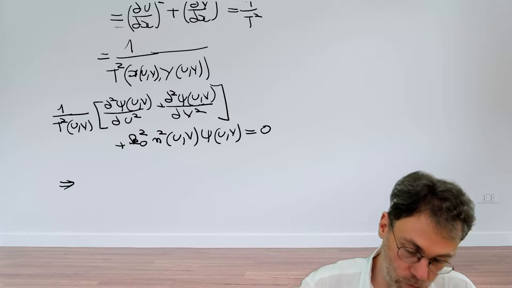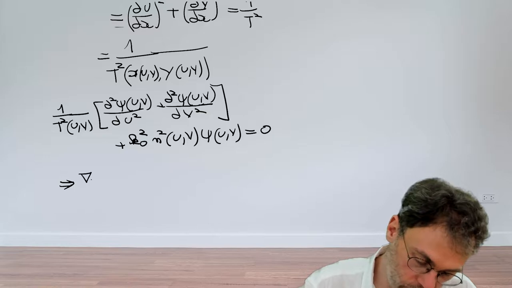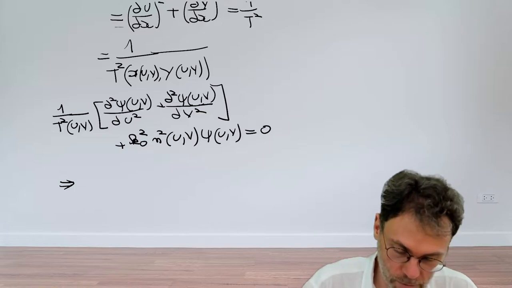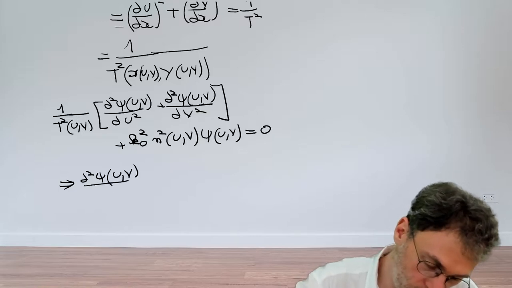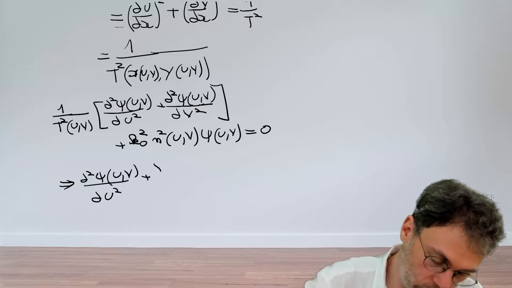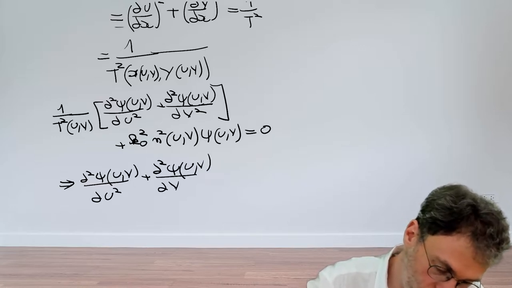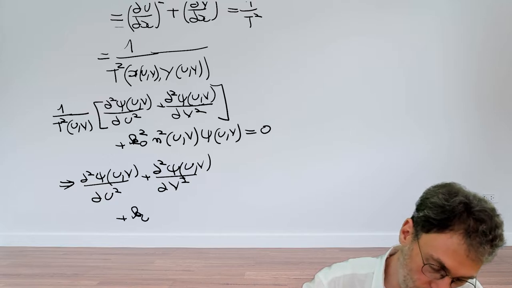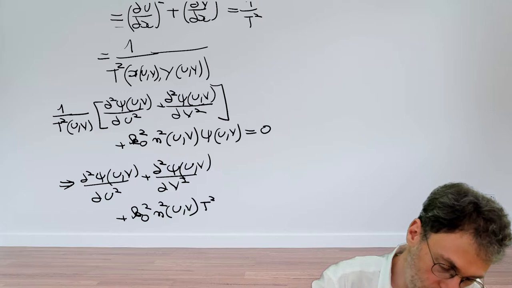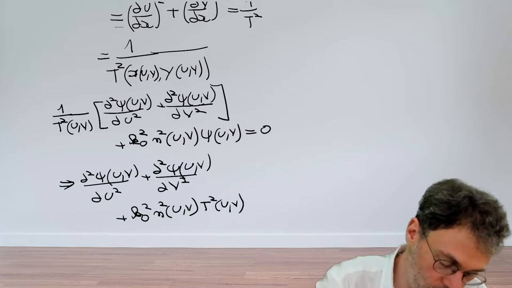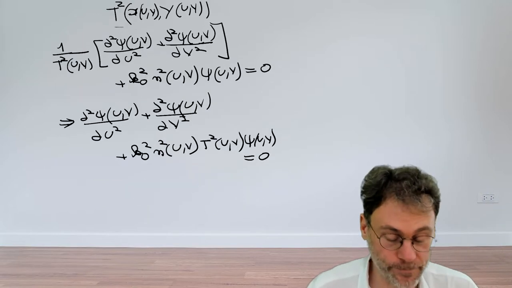Or if you just want to bring that t to that second term here, then we have the transverse. Well, let me just be explicit here to make sure that there's no doubt: the second derivative of psi of u and v with respect to u squared plus the second derivative with respect to v squared, plus k naught squared n squared of u and v times t squared of u and v times psi of u and v equal to zero.